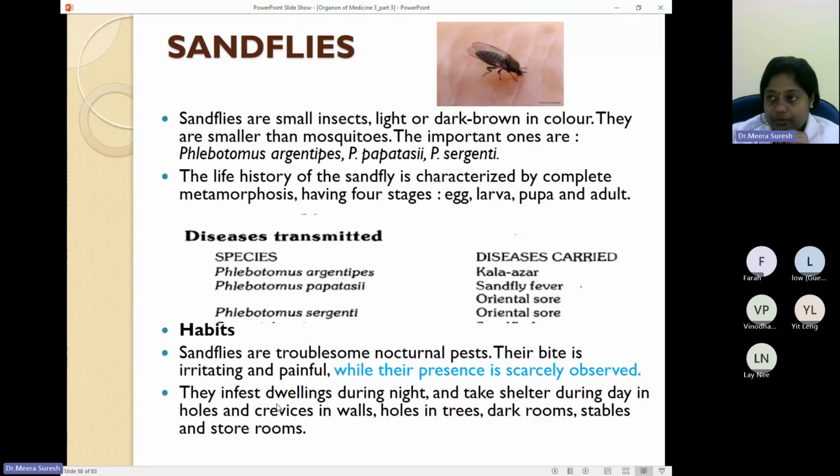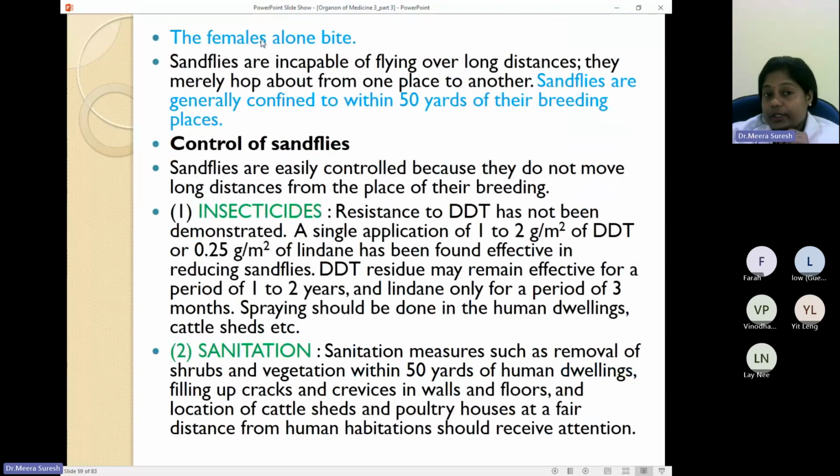From the area where they are living, and usually they are living in the crevices of walls, holes in trees, even the holes on the walls inside a room, the dark rooms, the stables where the animals are kept, the storerooms. So it will be there during the morning period, and only at night they will be coming out of it. It's only the female that is biting.